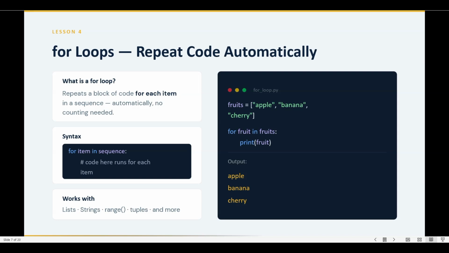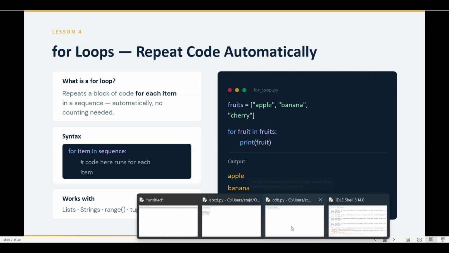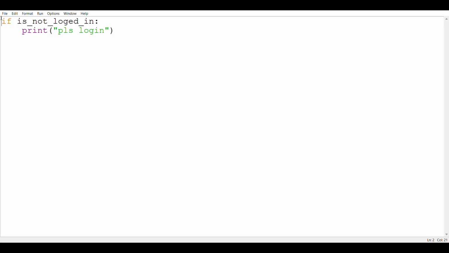Okay, we don't need counting, and it prints the output in a sequence. I'll just show you the syntax of the for loop. So it's for item in sequence, and then the print function. Here you should not miss the indentation, because an indentation error will come.